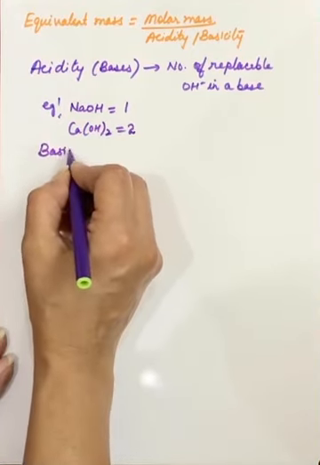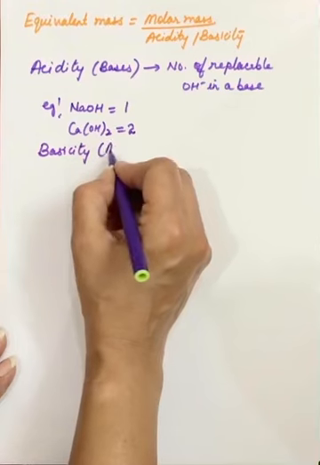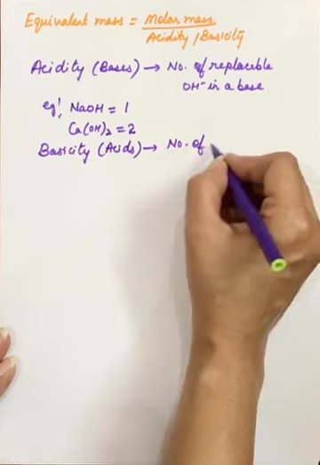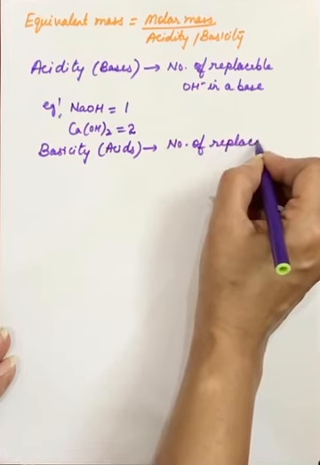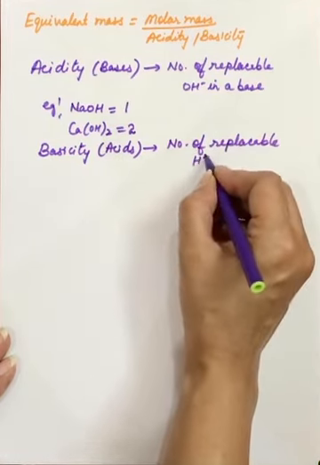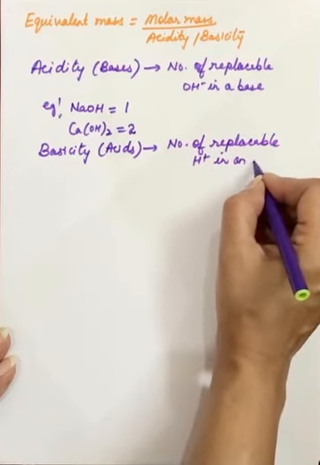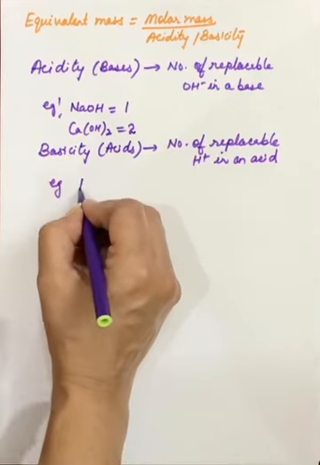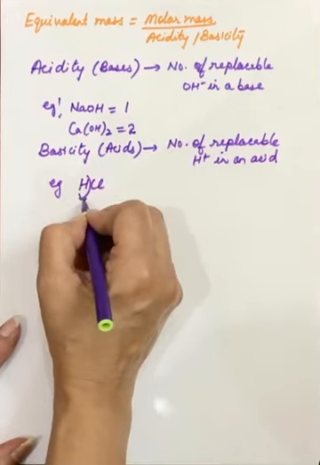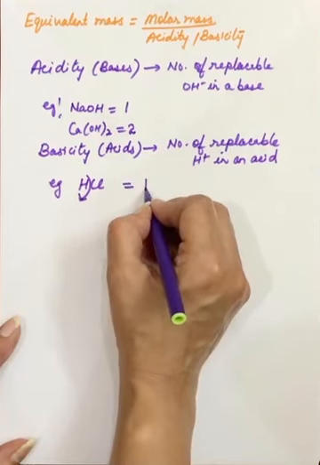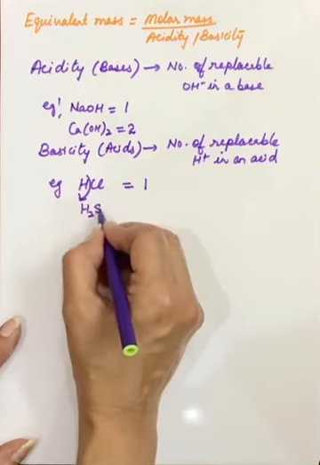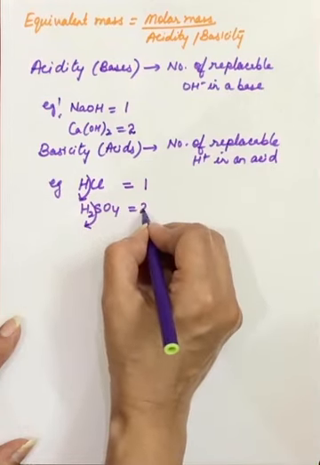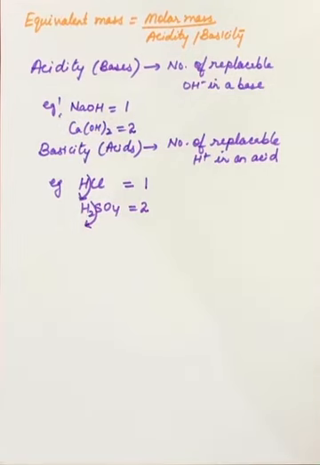Next we have basicity. Basicity is for acids. And what is basicity? It is the number of replaceable H plus ions in an acid. How many H plus ions are replaceable in an acid? That is equal to its basicity. Example, in HCl there is only one hydrogen which is replaceable, so its basicity is 1. While in H2SO4, 2 hydrogens are replaceable, so its basicity is 2. So this is about normality.